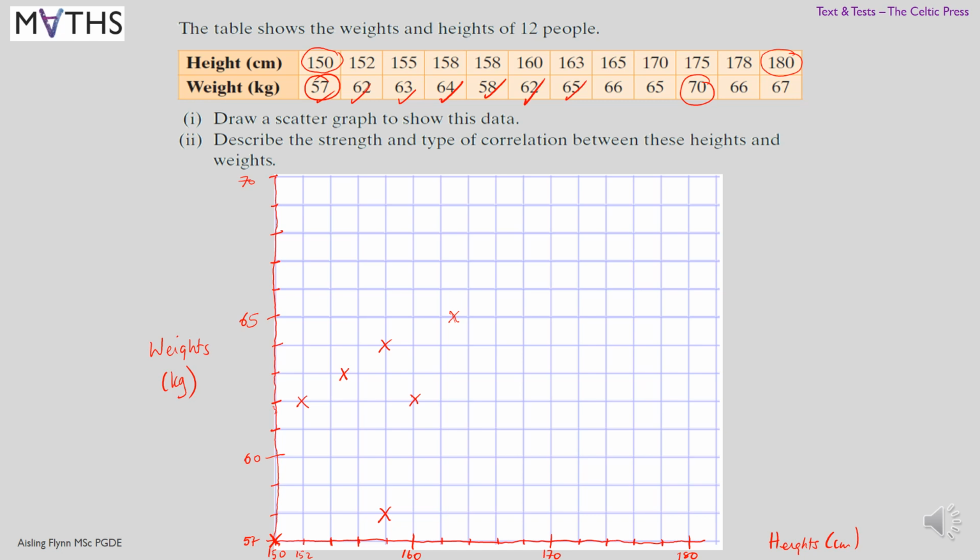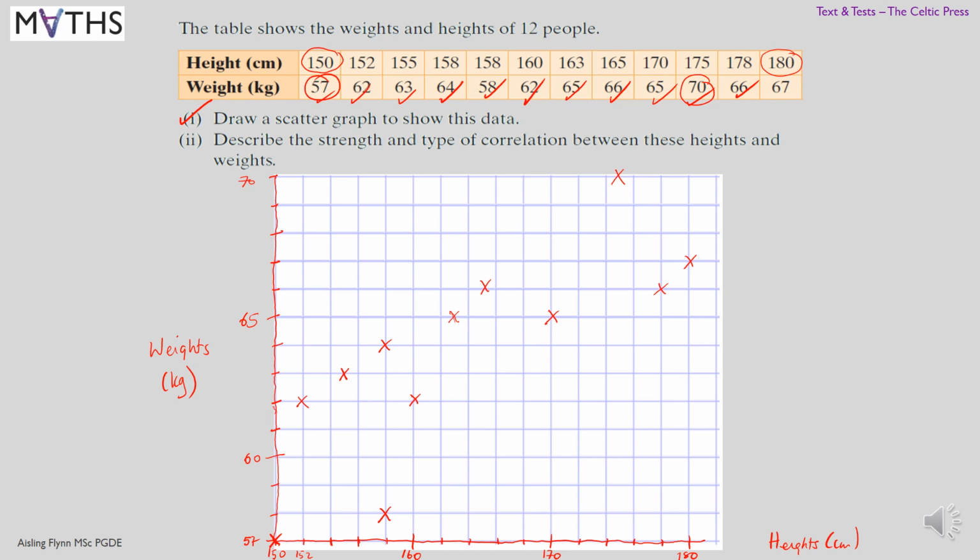165 goes to 66, that's there. 170 goes with 65. 175 goes with 70, so that was the tallest one, or the highest one. 178 goes with 66. And finally 180 goes with 67. Okay, now that's our scatter graph drawn.